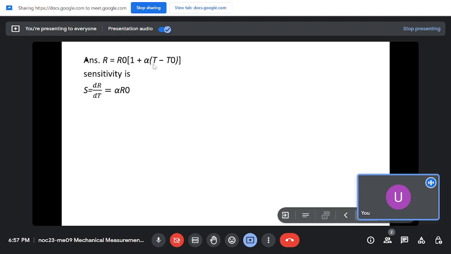So we know the relation for the resistance thermometer is, it varies linearly as R naught, the reference resistance, into 1 plus alpha T minus T naught. T naught is the reference temperature, R naught is the resistance at the reference temperature. We know that sensitivity is resistance divided by temperature, or differentiation of resistance with respect to temperature. So if you differentiate the relation with respect to temperature, we get alpha R naught. So the sensitivity for the platinum resistance thermometer is alpha into the reference resistance.